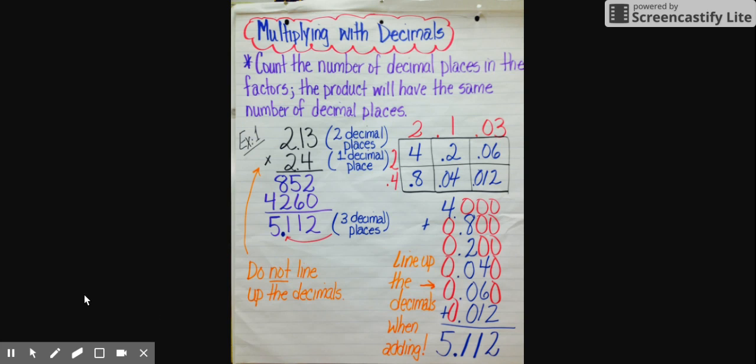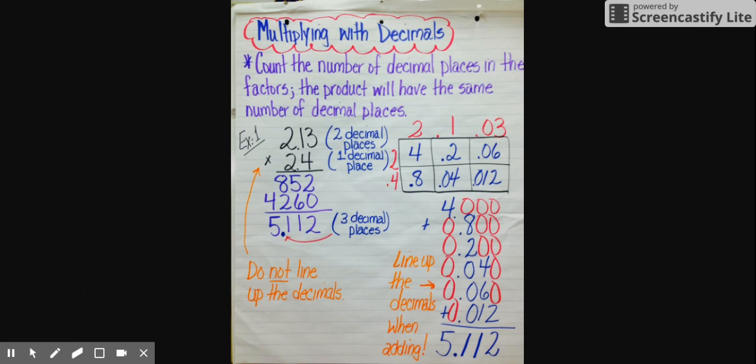Hi class, today our lesson is going to be about multiplying with decimals. Okay, and as you can see on the screen, it says count the number of decimal places in the factors. The product will have the same number of decimal places. So that's the main difference between this and just multiplying multi-digit numbers without decimals.